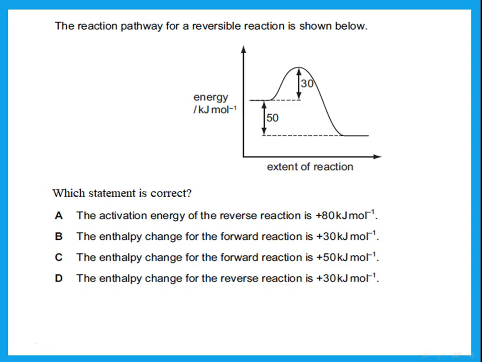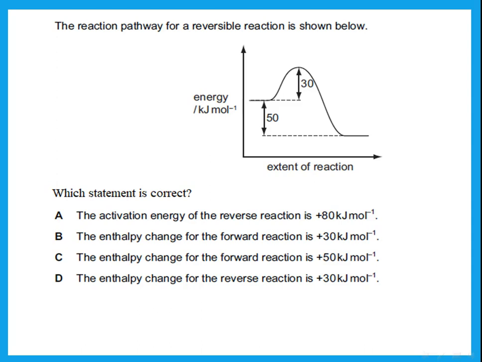Okay, this is the other question. The reaction pathway for a reversible reaction is shown. Which statement is correct? Now, the graph as it is, you should realize that 30 is the activation energy, and it's a plus value. Plus 30 is the activation energy for this reaction. And 50 is the delta H. Now, the delta H is, in this case, negative because this is an exothermic reaction. How did I know? Because the products have energy less than the reactants. So this 50 value is a negative value. So the delta H is minus 50, and the energy of activation is plus 30.